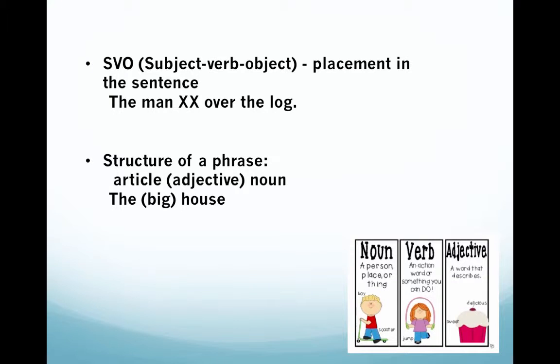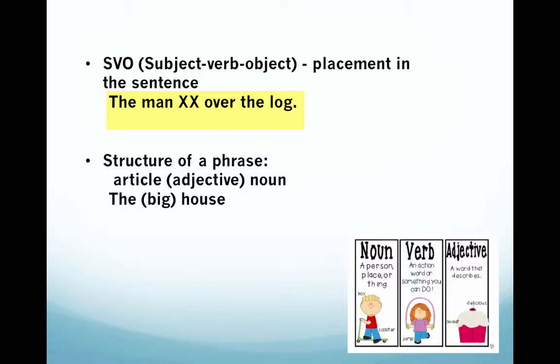We can know a lot from just understanding the English sentence structure. We know that an English sentence structure is subject, verb, object. We can find out the placement in the sentence from this. So you see the sentence sample there, the man XX over the log. What is XX going to be? It's going to be a verb. That's because we know subject, verb, object is the sentence structure for English.